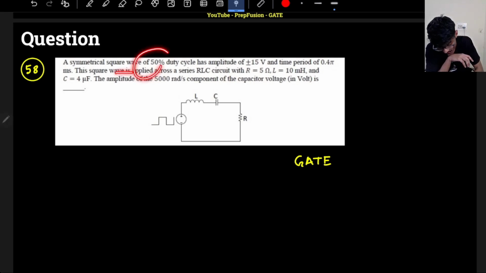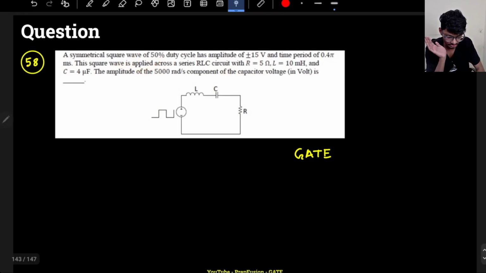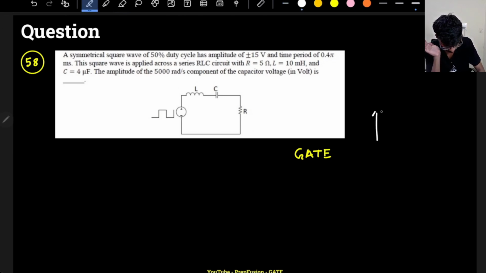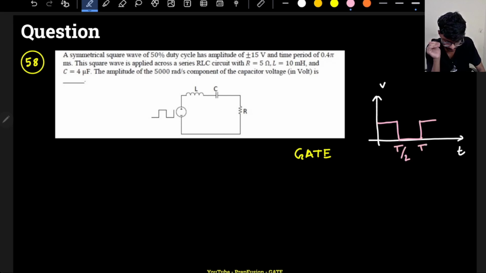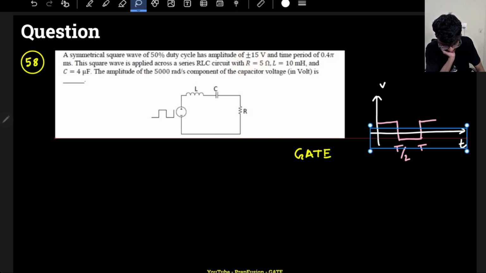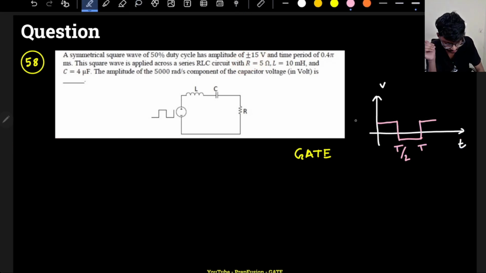So we have a symmetrical square waveform with duty cycle 50%. Duty cycle 50% means for 50% of the time it is on, and for 50% of the time it is off. For 50% duty cycle, that is T by 2, it is on, and for the other T by 2 it is off, or vice versa. So it is varying between plus minus 15 volts. Maximum value is plus 15, minimum value is minus 15.